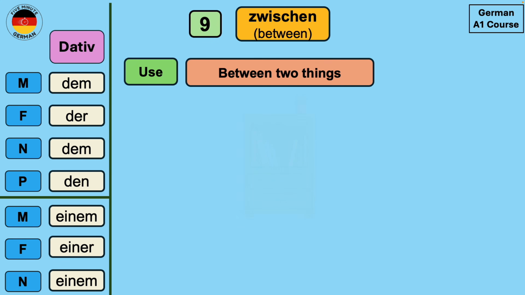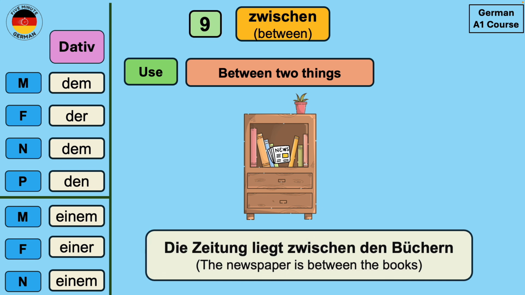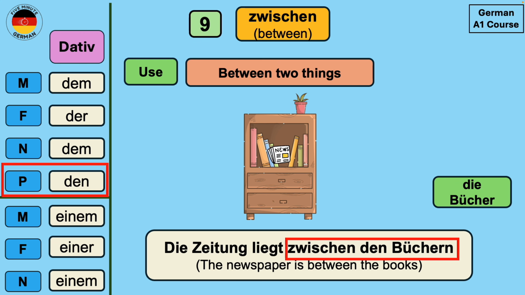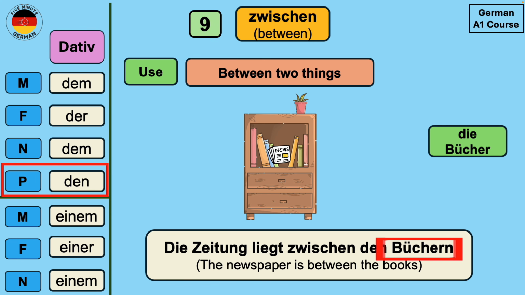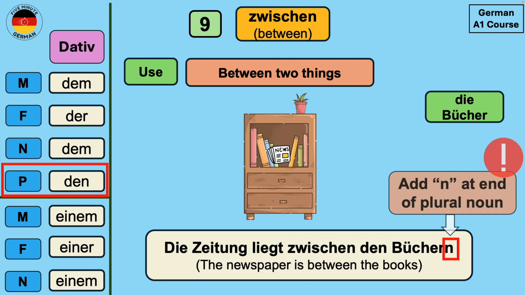Let's take another example. So we have this bookshelf with books and somebody places a newspaper between them. Then we can say, die Zeitung liegt zwischen den Büchern. The newspaper is between the books. And you see we have used the dative article for plural over here, which is den. And there's one more thing which you might have noticed, and that is that we have added an n at the end of Bücher. And this is because whenever we use the plural form in dative, then we have to add an n at the end of the plural noun.